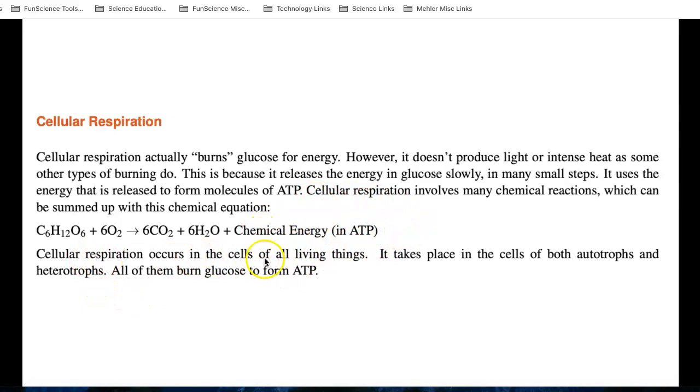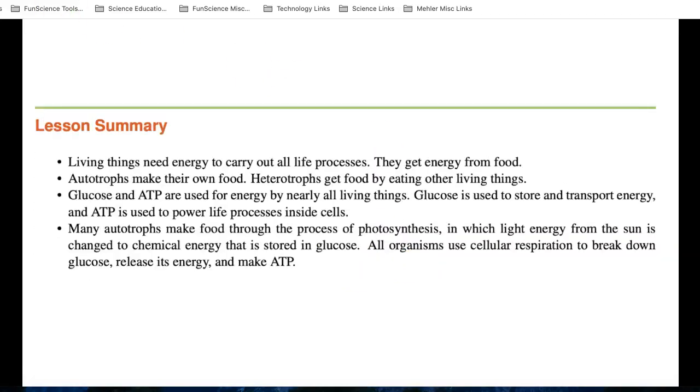Cell respiration occurs in the cells of all living things because all living things need energy from ATP. So before we go on to section 4.2, let's just summarize this lesson. Living things need energy to carry out life processes, and they get that energy from food. They also get it from oxygen.